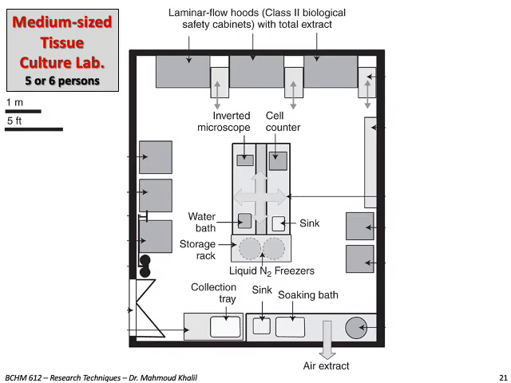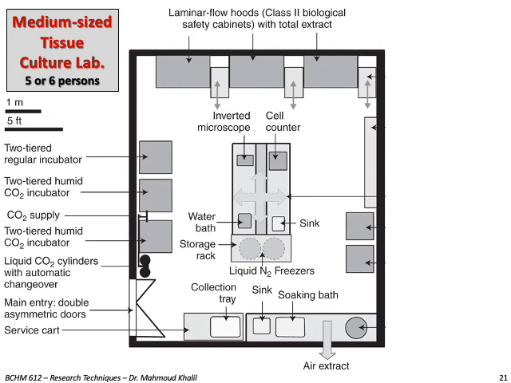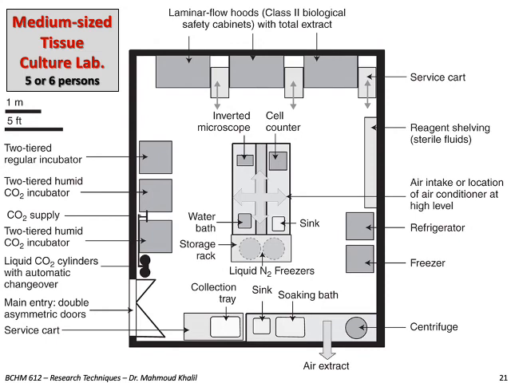For a medium-sized tissue culture lab that suits 5 to 6 persons, most of the stuff is still present, but on a larger scale, so you need a two-tiered regulator, two-tiered humid carbon dioxide incubator, a carbon dioxide supply, another two-tiered humid carbon dioxide incubator, liquid carbon dioxide cylinder, the main entry as well, and service cart. You have as well a reagent shelf for the sterilizing fluid. The air intake is a high level air intake, refrigerator and freezer, as well as a centrifuge.